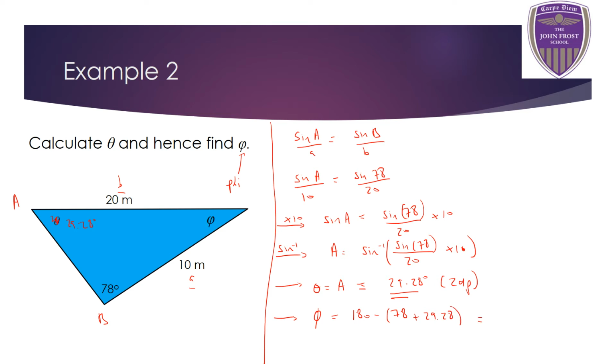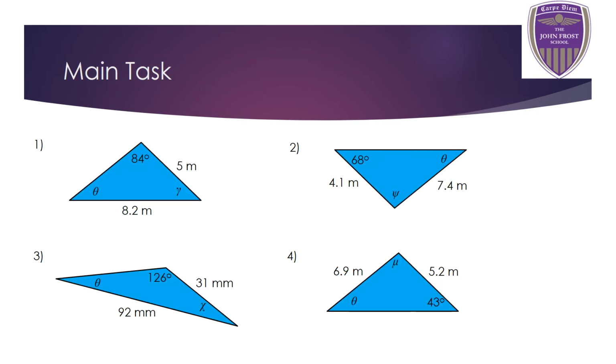So 180 take away 78 plus 29.28 gives me 72.72. That's a nice symmetrical number, degrees. And with that, we're done. Okay, so for the main task now, it's 4 to do. In each case, find theta first, and then find the other missing angle. Okay, so have a go, and then come back to us when you're ready.